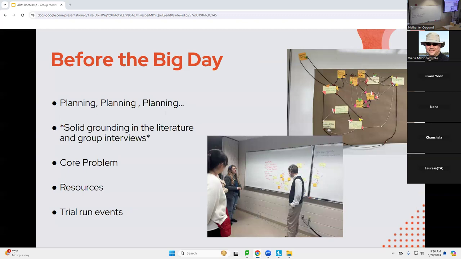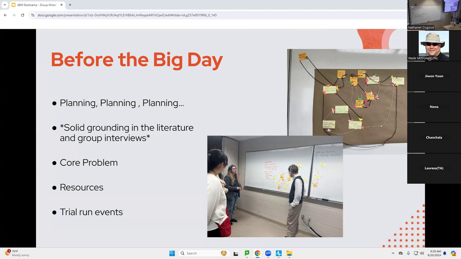Okay, so before the big day, there's lots and lots of planning that goes into hosting a group model building event. There was even months of research and planning done before I jumped into this project, so I can only do a little bit of justice explaining all the steps they took. But they started doing small, almost like focus groups to tease out the problem, get people's feedback, and get what they really wanted to talk about during that day.